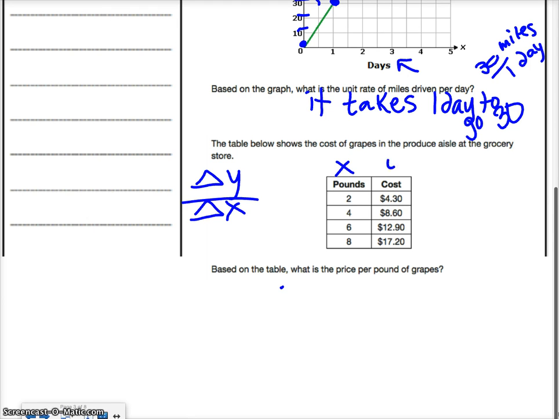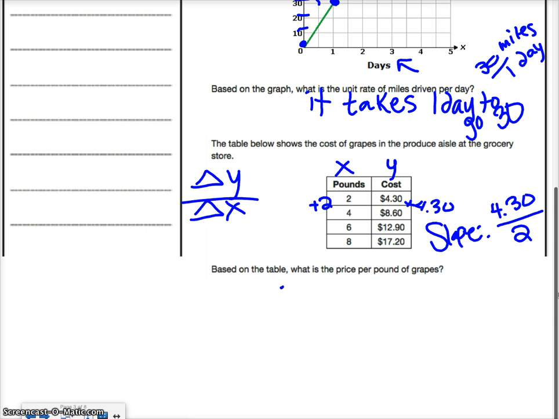So x is usually on the left-hand side. Y changed by what? Adding 430. You see? Add 430 all the way down. How did my x change? Adding 2. So my slope is change in y, 430, over change in x, 2. Now that's not a unit rate. And your learning target today is to find unit rate.